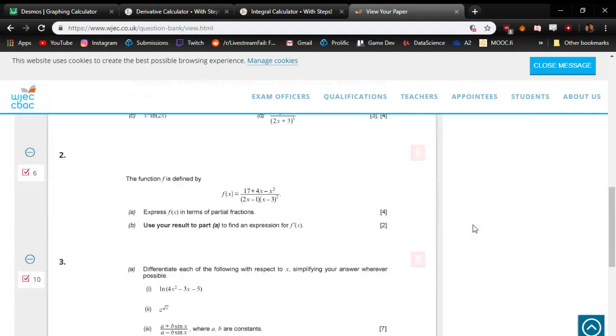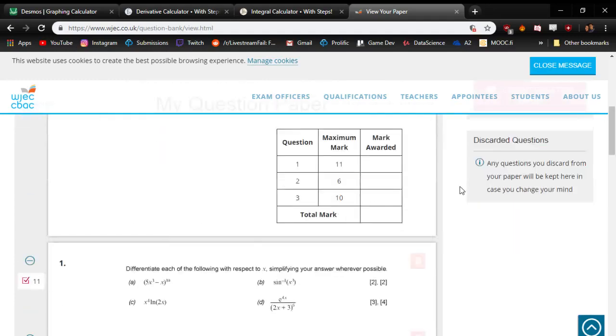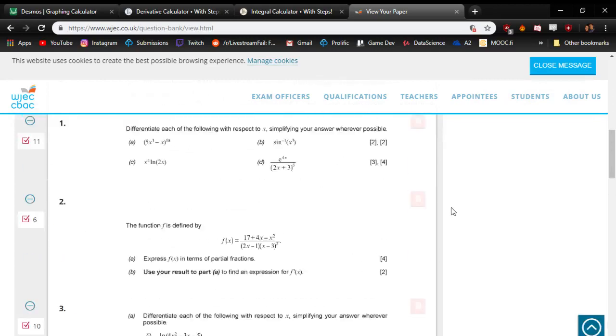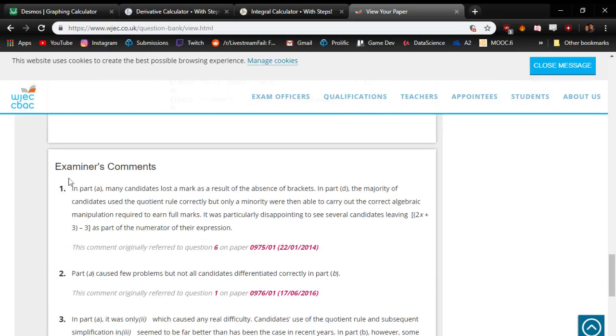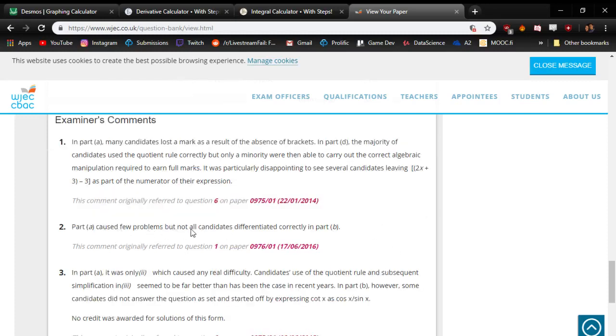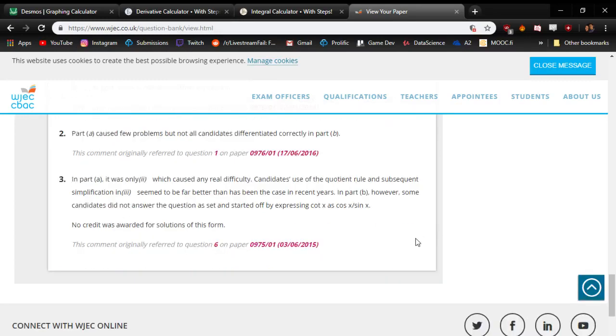You can put things in, mark boxes. So it's actually good for teachers as well, you know. And there are some examiner comments as well, which I've missed. They basically say what happened in that year, like if the students did good or bad. Like it says reading part A caused few problems, but not all candidates differentiated correctly in part B. So they're saying what went wrong for some people, and giving you information on what not to do, which is very useful, and I've used it for some stuff.